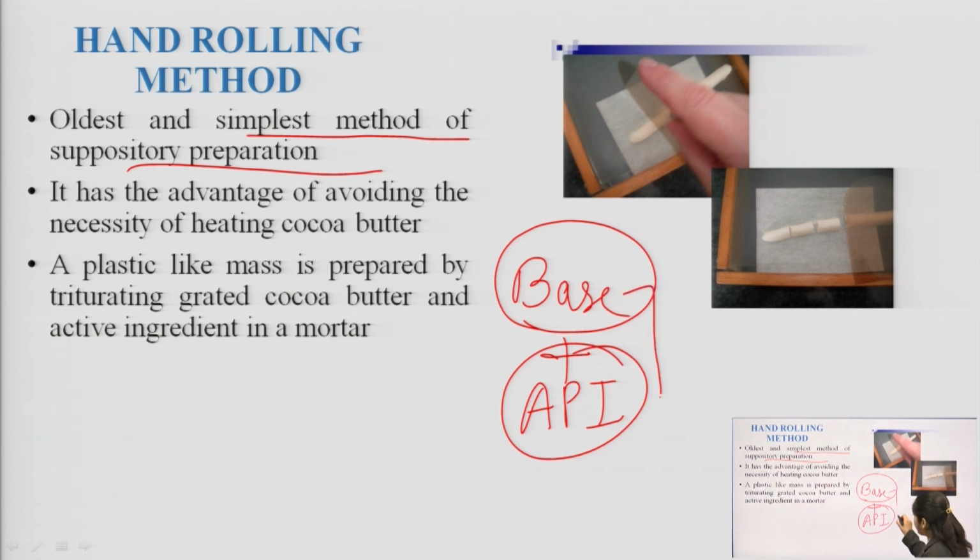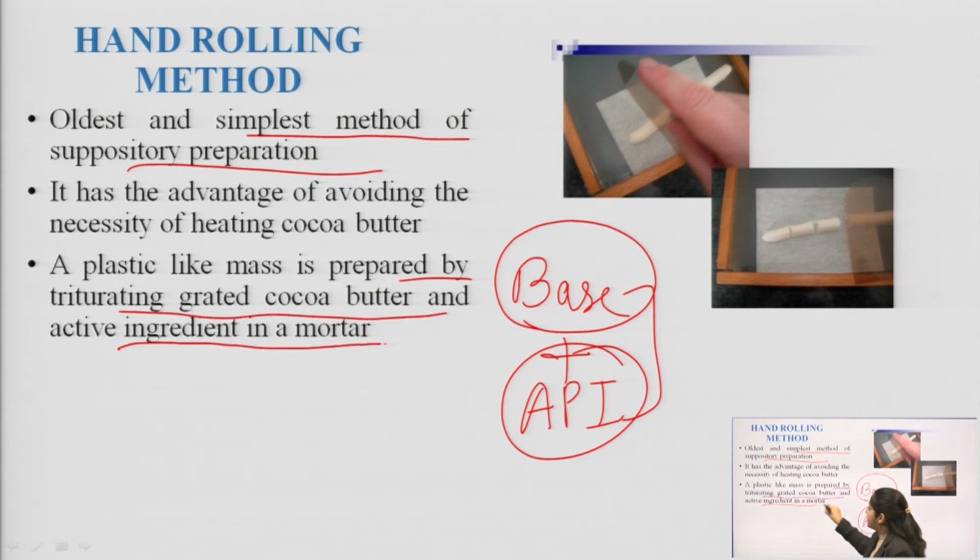So, when we are incorporating base and API, what is the next step? We are going to triturate the grated cocoa butter and active ingredient in a mortar. Mortar and pestle is the signature of a pharmacist. In the mortar, we take the base, then incorporate the API in it, and slow and gradual trituration of this entire mass is done. Then, as a dough or mass-like stage is reached, we take the help of clean and sanitized hands and roll these substances on a plain surface.